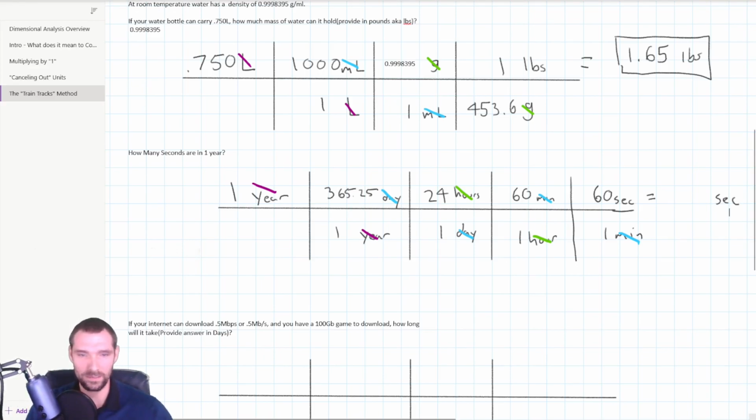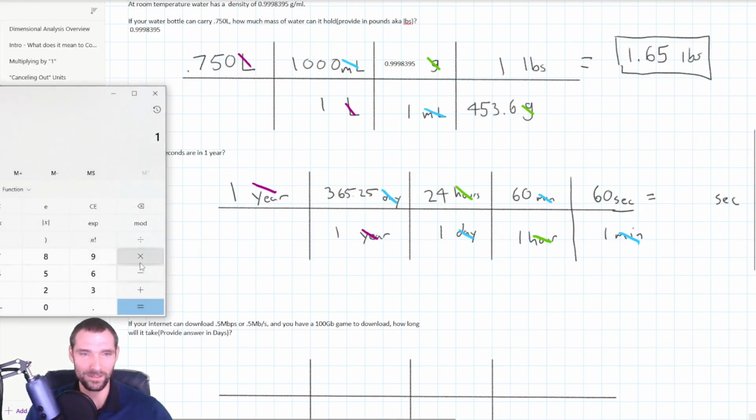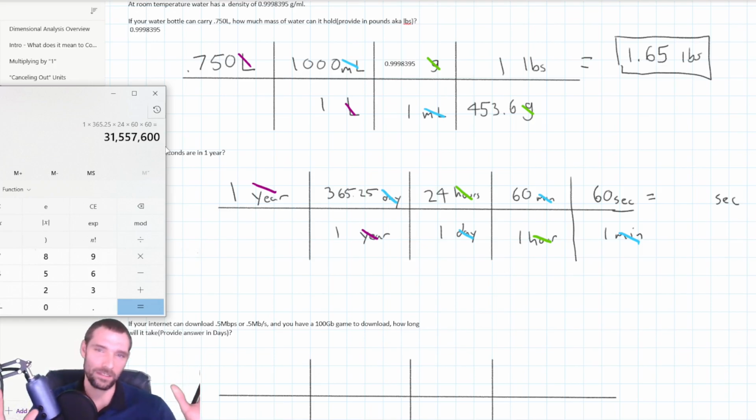So if we wanted to do this calculation, 1 times 365.25 times 24 times 60 times 60, and we get our final answer. Be careful when you're doing the calculator stuff, because a lot of times people will do some weird thing where they don't put parentheses around everything going in the numerator, and they start dividing stuff too early, and it messes up numbers. And yeah, you want to be careful with your calculator.